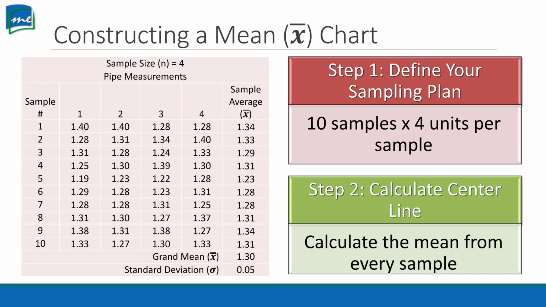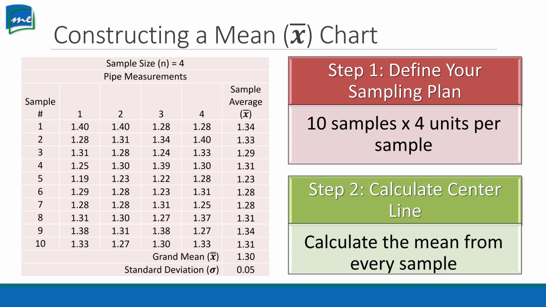And these are pipe measurements. Every sample had an average. On the right-hand side, you have your sample average, which is an X bar. And then if you go all the way down, we have a grand mean. It's a double X bar, or double bar X. That's the mean of the means, or the average of the averages. Then we have our standard deviation. If you are doing this in Microsoft Excel, you can just put it in and have it do the standard deviation for you. Relatively easy.